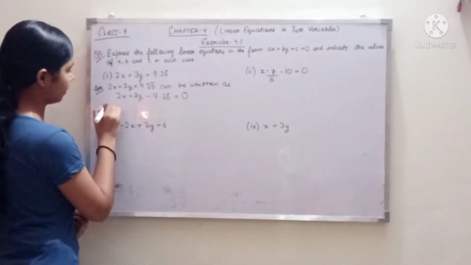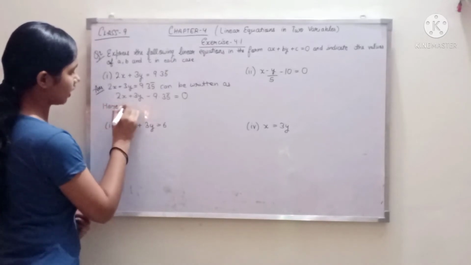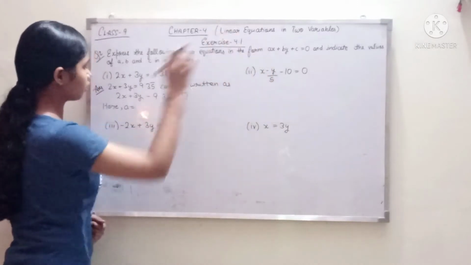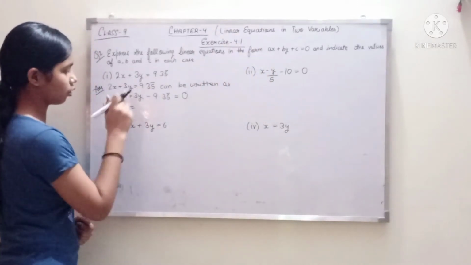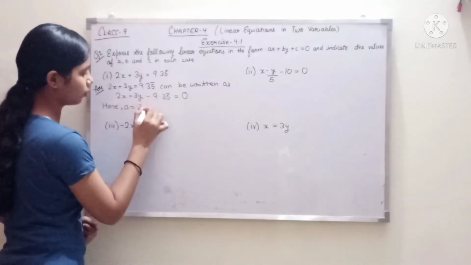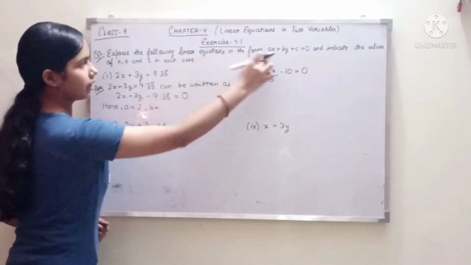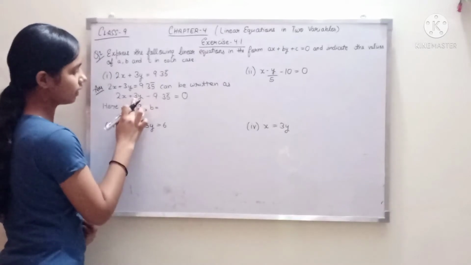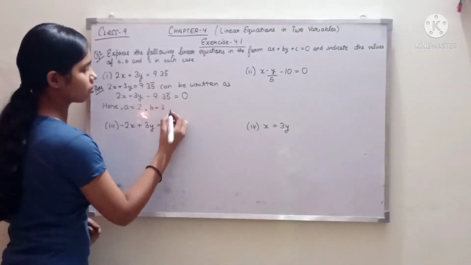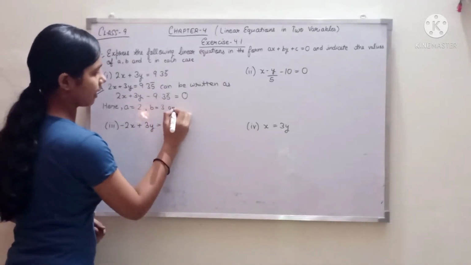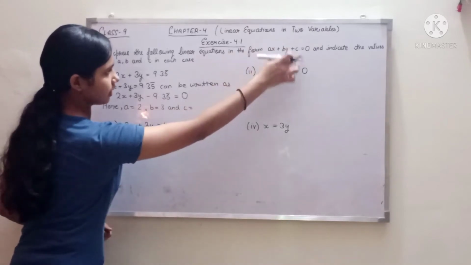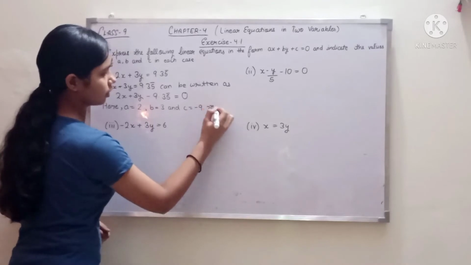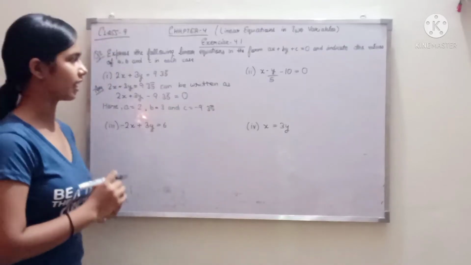Okay, so here a is equal to, here a is multiplied by x. So 2 is multiplied by x. So a is equal to 2. b is equal to, here b is multiplied by y. So here y is multiplied by 3. So b is equal to 3. And c is equal to c, so minus 9.35.